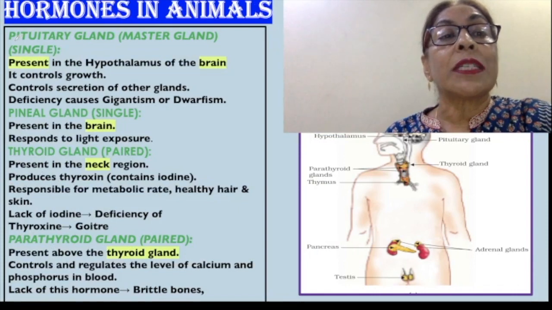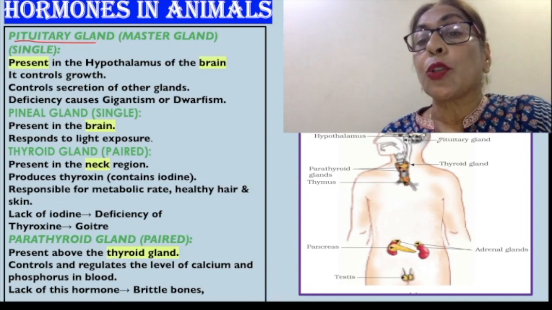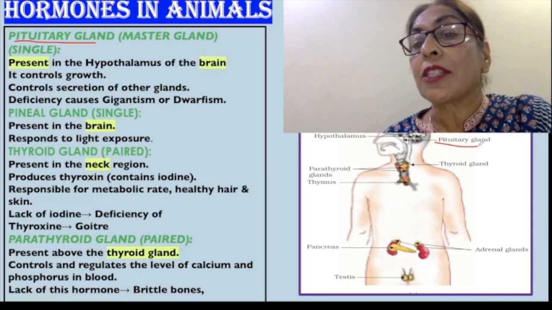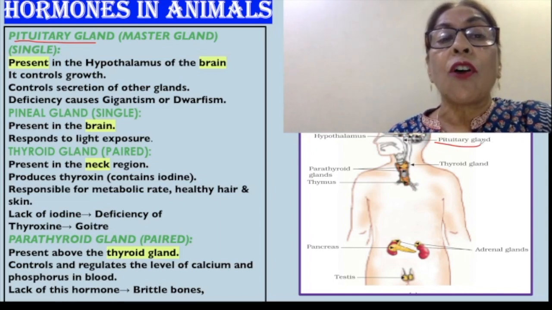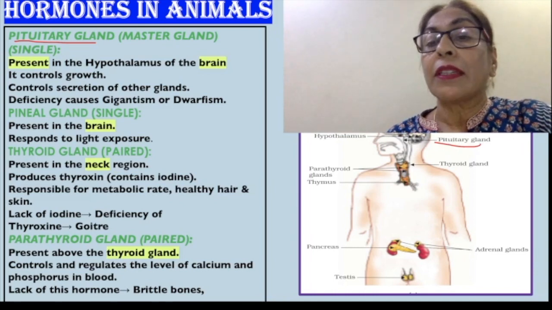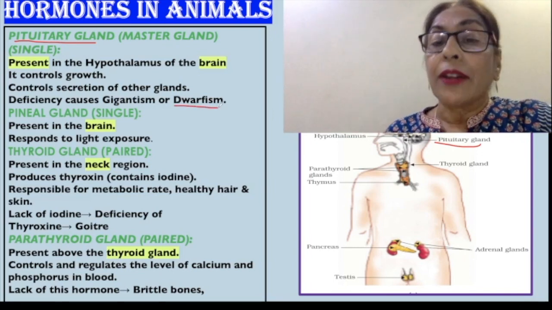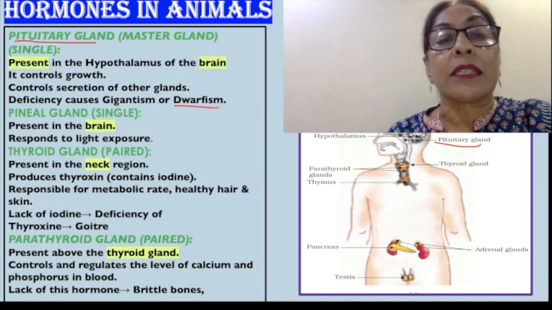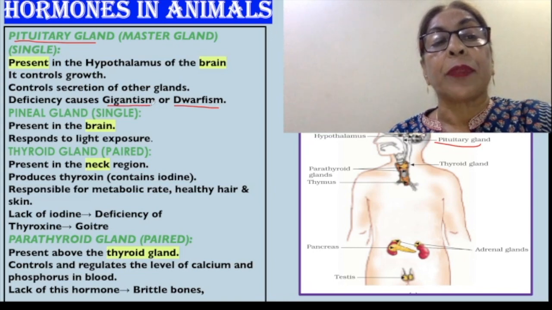First of all, we will see the pituitary gland. Pituitary gland secretes growth hormone. This is the pituitary gland which is present in the brain, and it controls secretion of other glands also. When we have a deficiency, we suffer from dwarfism. And when growth hormone is in excess, then we suffer from gigantism.